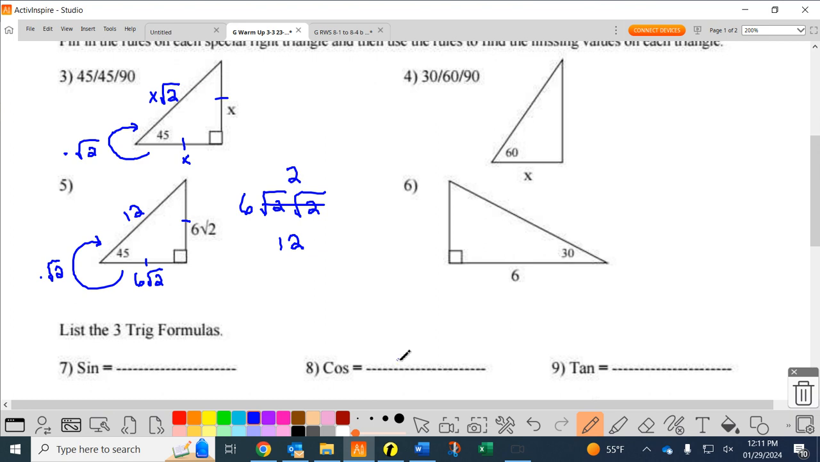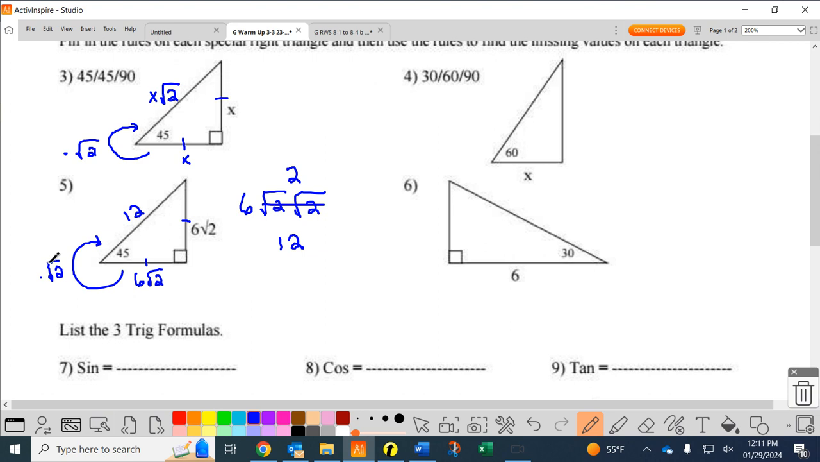We don't have a square anywhere on here when we do a 45, 45, 90. The only thing we have is the square root of 2. You're either multiplying or dividing by the square root of 2. That's the only two choices you have. Is that okay?